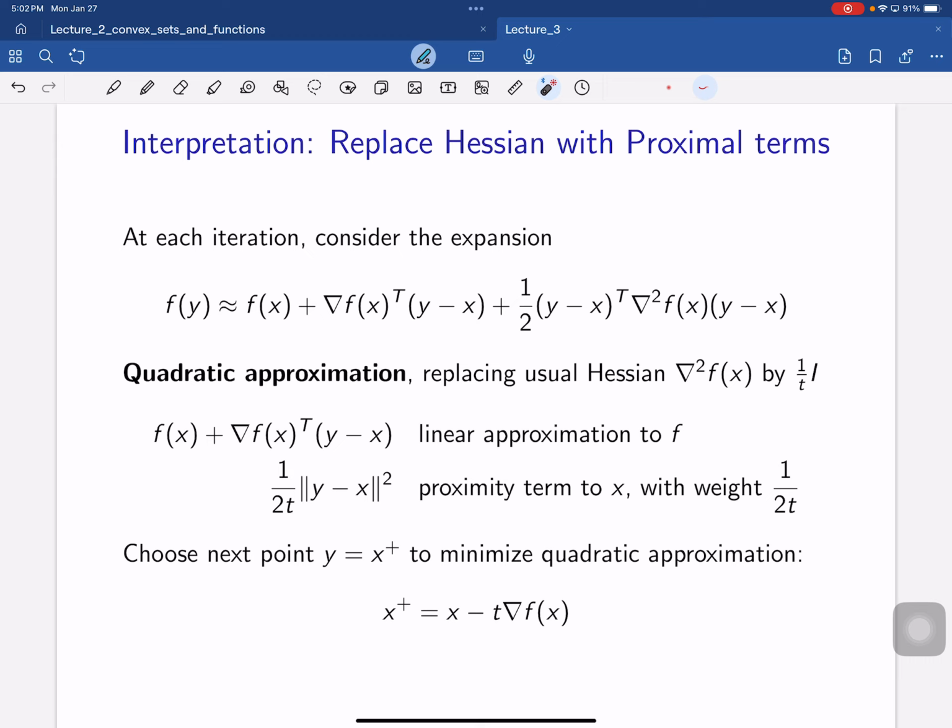So the idea is we have this approximation, then the next point we pick will minimize this approximated expression. You can calculate the minimizer of this function. This is a strongly convex function because you have this quadratic term here. And then you can find that the x that minimizes this approximation is essentially the gradient descent direction. This is just another way to interpret gradient descent.